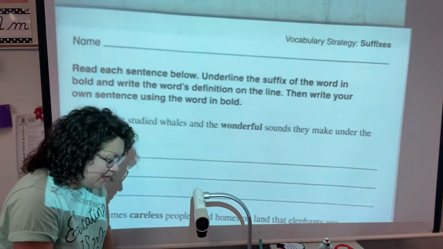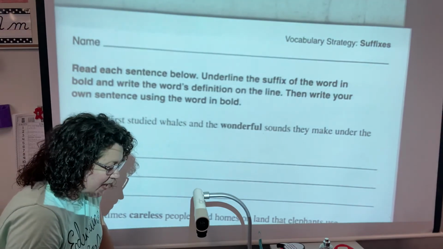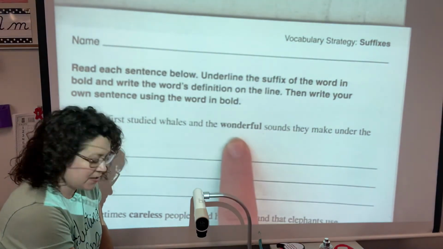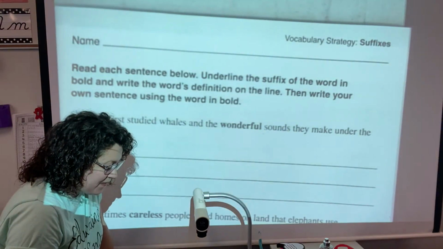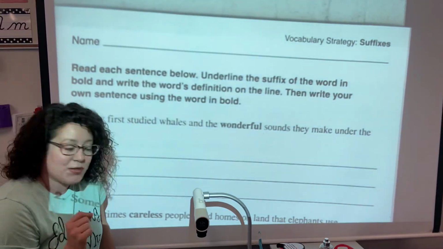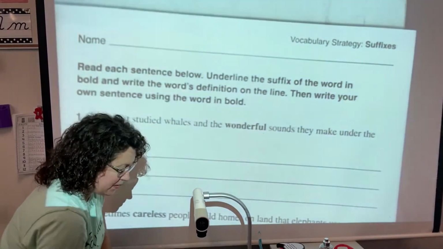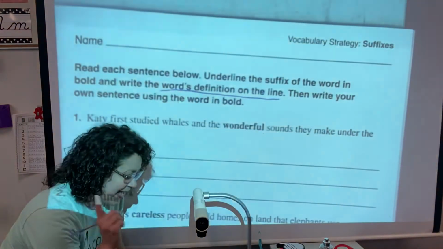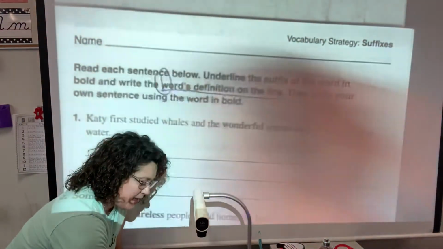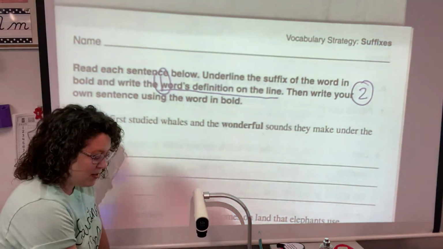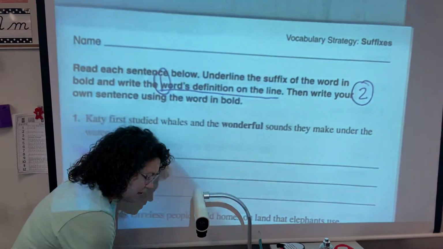It says, read each sentence below. Underline the suffix of the word in bold. Bold means dark print. And write the word's definition on the line. Then write your own sentence using that word. So you have two jobs here. You're writing the word's definition, the meaning, and that's one, and you write your own sentences. You don't just write the meaning, so you've got two jobs.